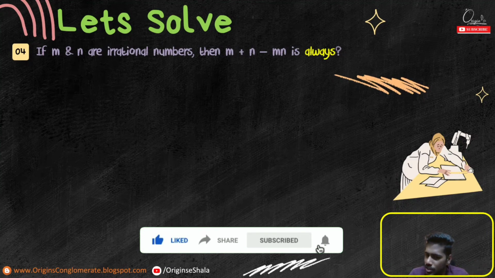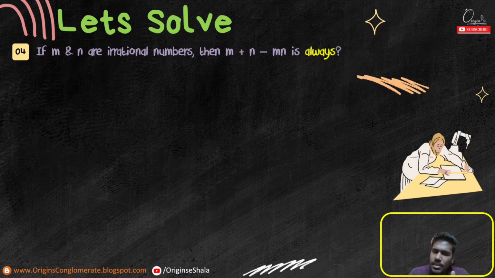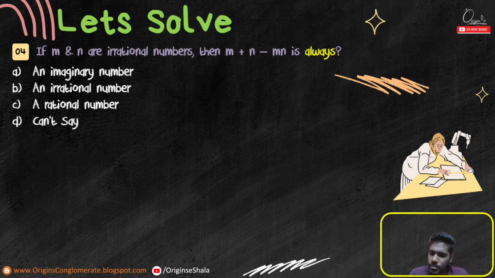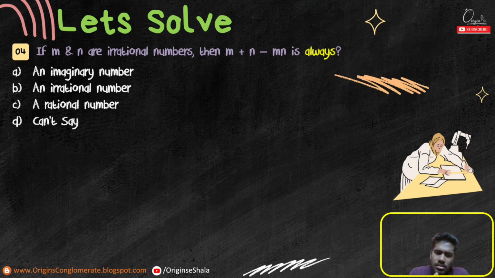Let's say we have two irrational numbers m and n. Then I want to know that m plus n minus the multiplication of these two is always going to be what kind of number. Either it is going to be imaginary, irrational, rational, or we can't say anything about it. This is a video, so obviously you can pause and try the set, and after that you can verify your answer. So go ahead and pause and try it yourself.